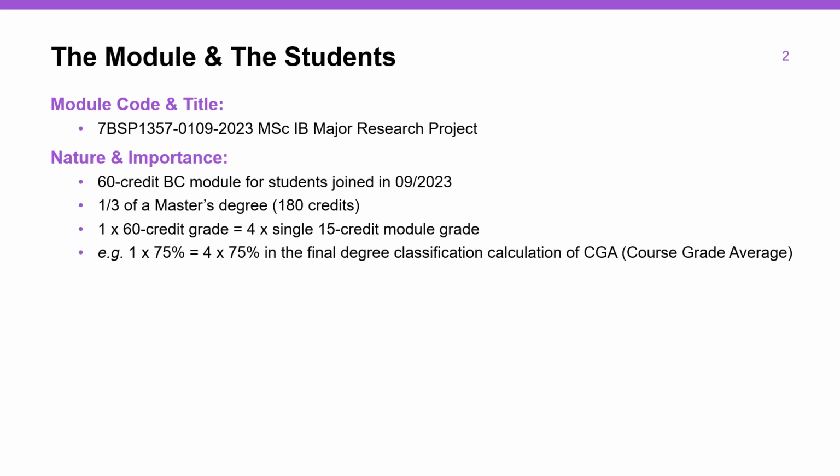So if a student gets a grade for the module, 4 times this grade will be used in the final degree classification for their course grade average. That determines whether the students will graduate with distinction or commendation or just a pass. So that highlights the importance of the module and the importance of your role as a supervisor.